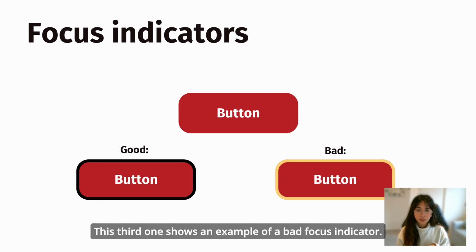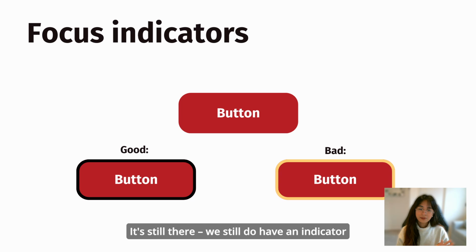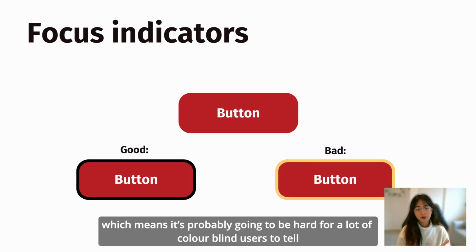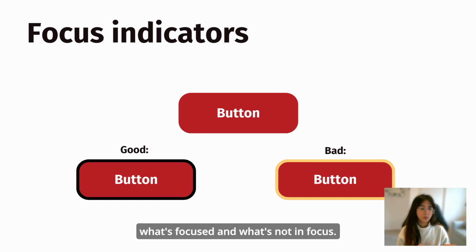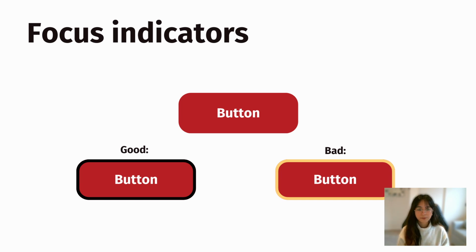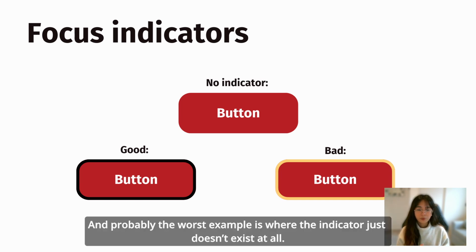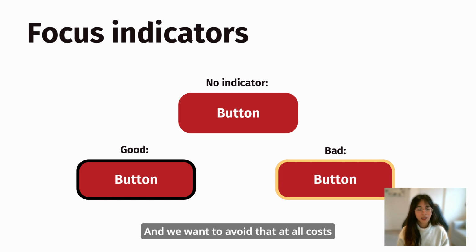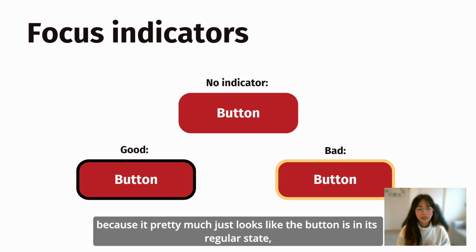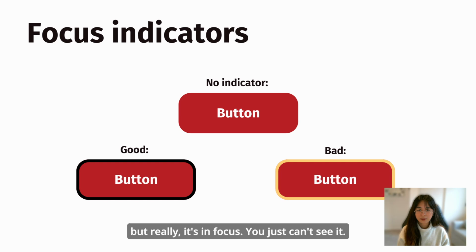This third one shows an example of a bad focus indicator. So it's still there. We still do have an indicator, but it has very poor contrast against our background, which means it's probably going to be hard for a lot of colorblind users to tell what's in focus and what's not. And then probably the worst example is where the indicator just doesn't exist at all. We want to avoid that at all costs because it pretty much just looks like the button is in its regular state, but really it's in focus. You just can't see it.